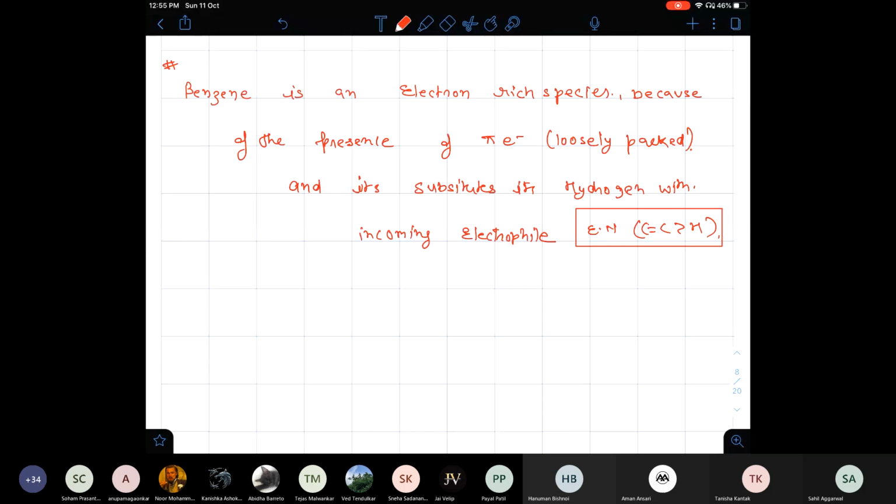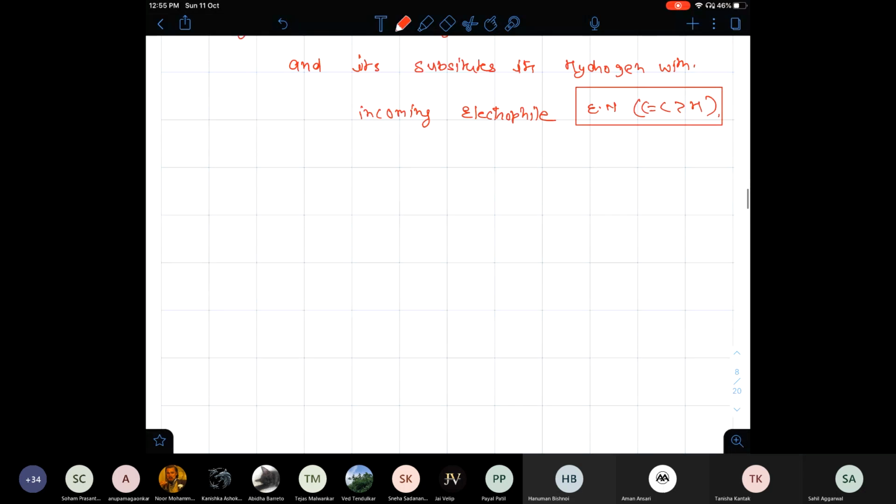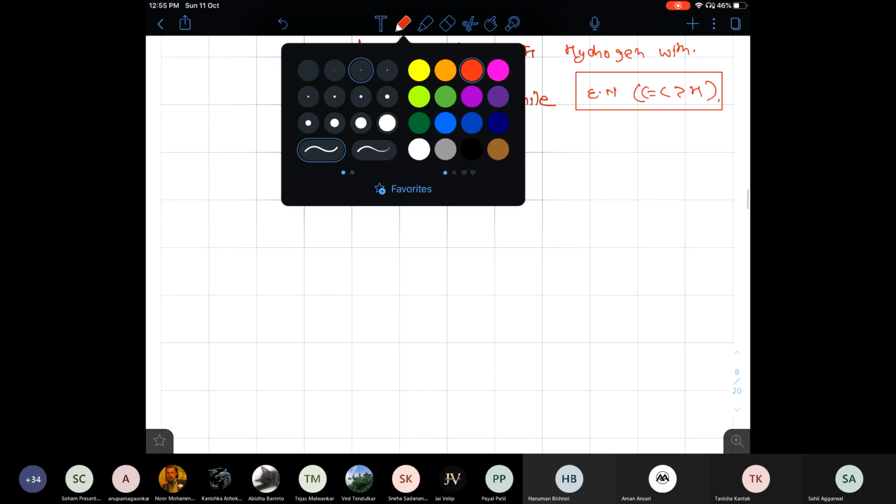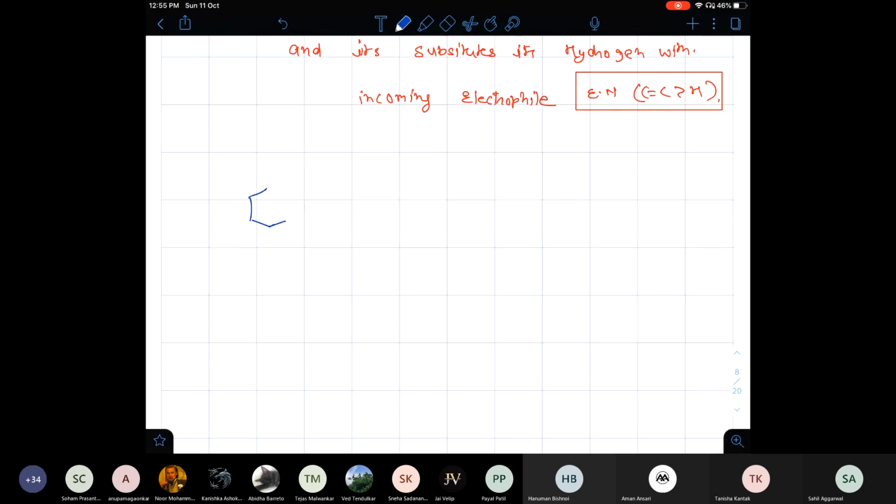Understood, all of you? So, what should happen? Benzene will react with some electrophile. That electrophile will substitute the hydrogen, and H positive will go out. Understood?